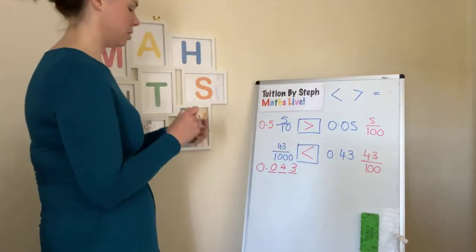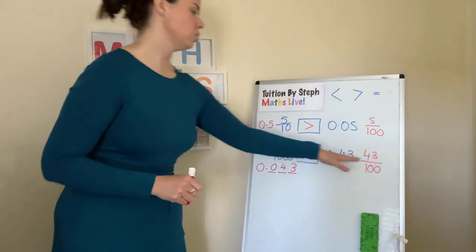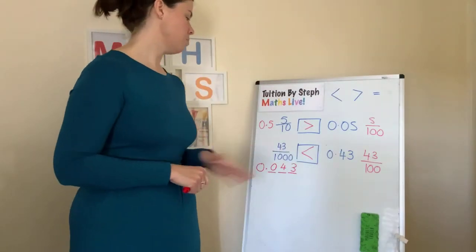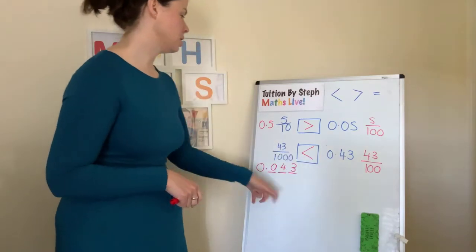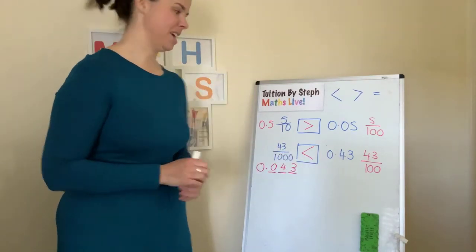So using that now, I've converted both sides twice. This one's the biggest, okay? Because 43 out of 100 is a lot bigger than 43 out of 1,000. And you can compare the two decimals as well. There you go.